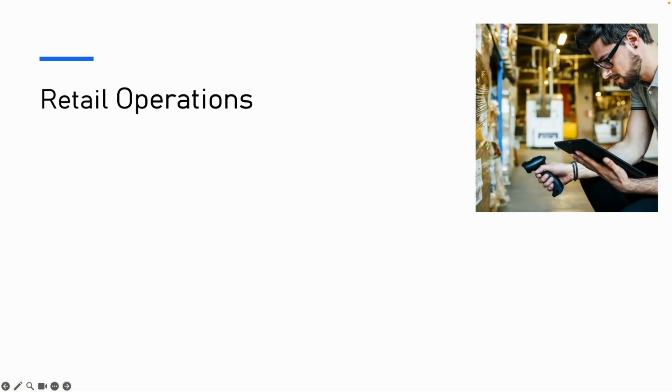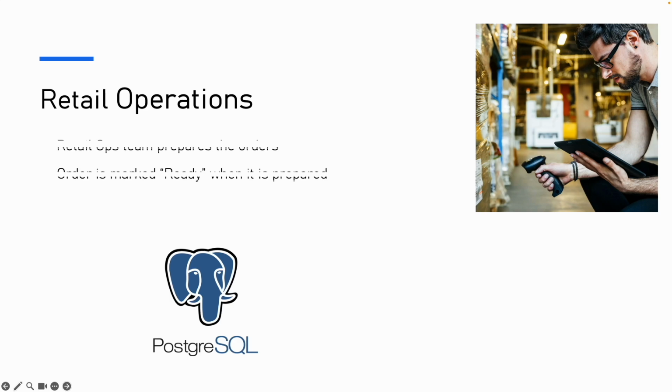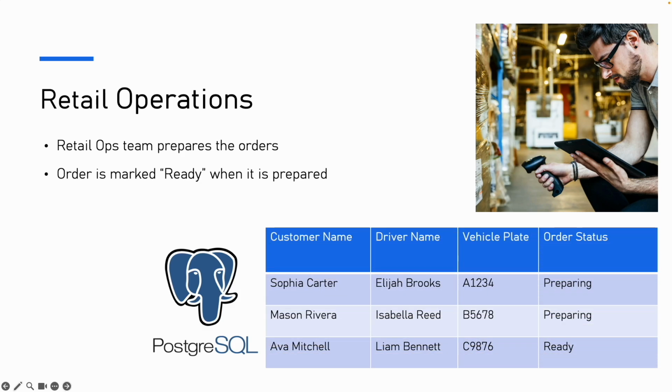On the retail operations side, all the orders information is stored in a PostgreSQL database. When an order is prepared, it is marked as ready by the retail team, causing an update in the database. The orders table in the PostgreSQL database would look something like this, where we have columns for customer name, driver name, pickup vehicle plate, and the order status.